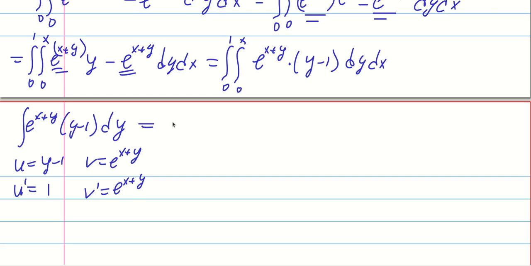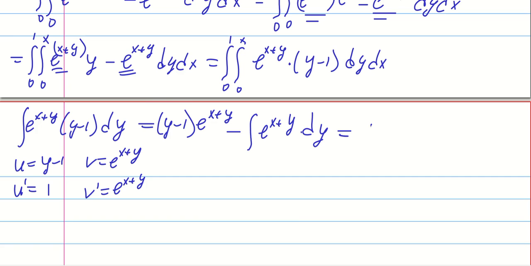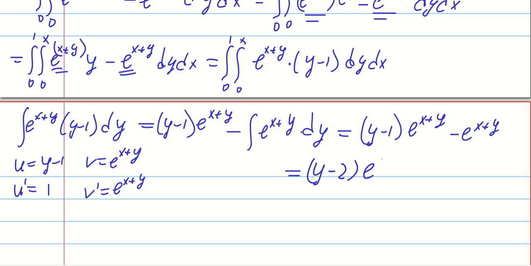So integration by parts tells you that u times v, so it's y minus 1 times e to the x plus y, minus the integral of e to the x plus y dy. So we get y minus 1 e to the x plus y minus e to the x plus y, which is y minus 2 e to the x plus y if we again factor the common factor, since it's y minus 1 minus another 1, so it's negative 2 here.